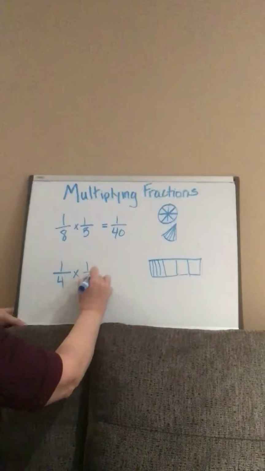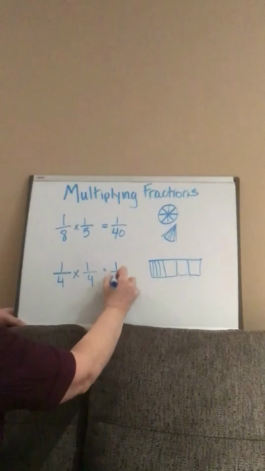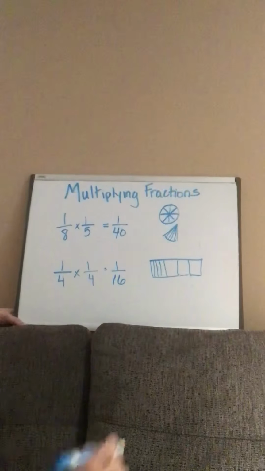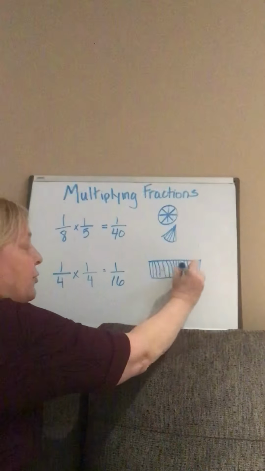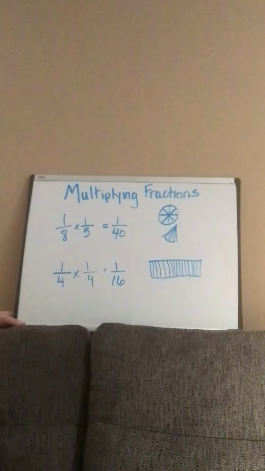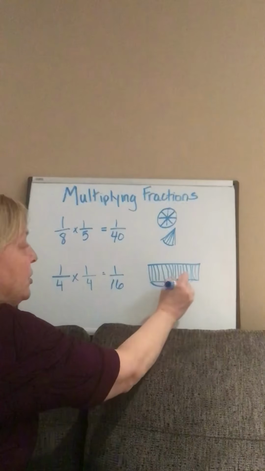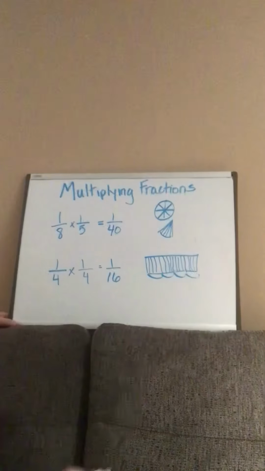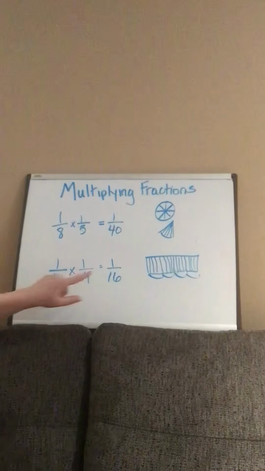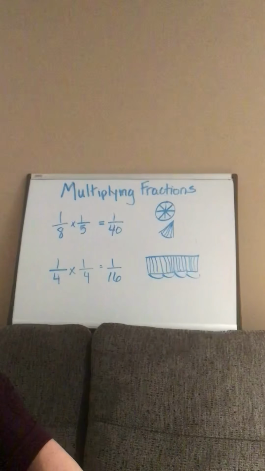1 times 1 is 1. 4 times 4 is 16. If I break each of these sections up into 4, my chocolate bar that I originally split into 1, 2, 3, 4 pieces, I've now split into 16 pieces. And you're only going to get 1/16 of that chocolate bar.